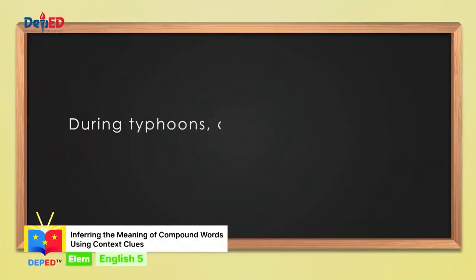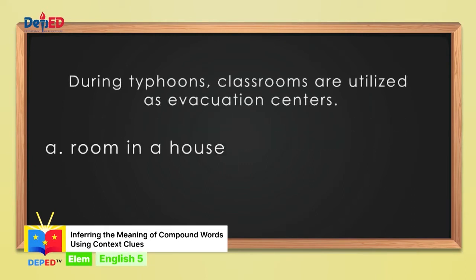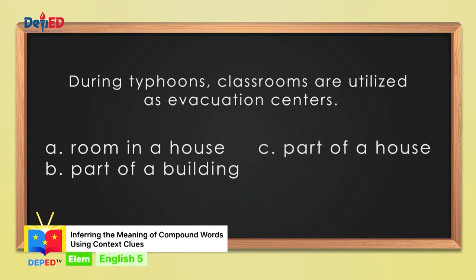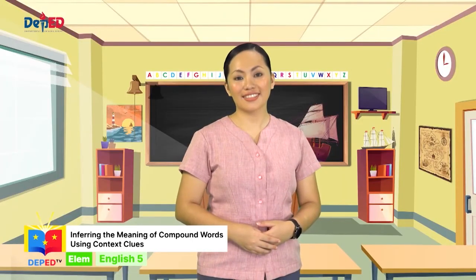During typhoons, classrooms are utilized as evacuation centers. What is the compound word in that sentence? Does it mean A. Room in a house, B. Part of a building, C. Part of a house, D. Schoolhouse? Now, let's check your answers.